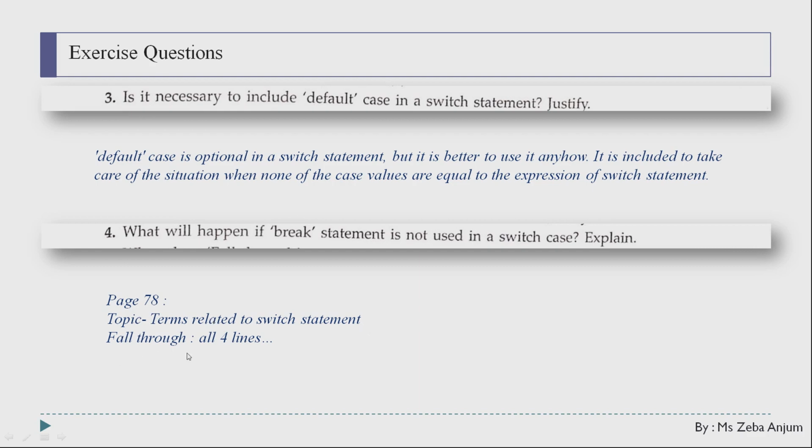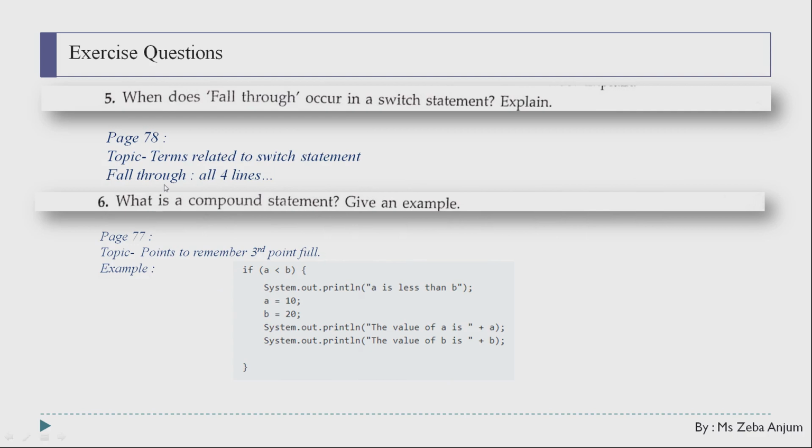Then from the starting till the end, all the 4 lines you have to write down in this. Okay. Now for the fifth one, when does fall through occur in a switch statement? Explain. The same answer that you have written in your fourth one, you have to write down in this question also. Okay. Both the answers will be same.